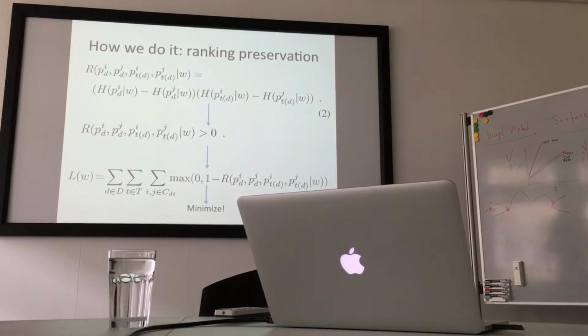And this is what this hinge loss is doing. This hinge loss is used in other machine learning tasks, for example in SVM. And SVM does exactly that. It enforces some kind of margin between the separating hyperplane and the points.